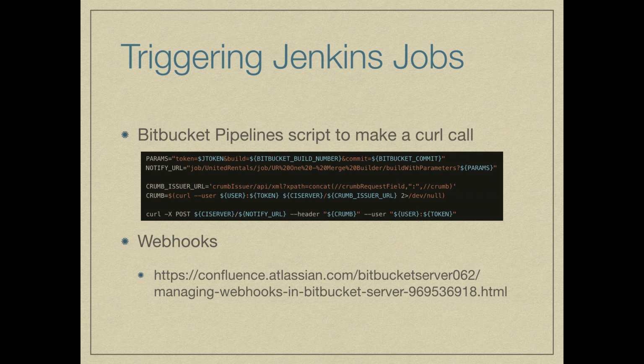So this gets us basically a token back for this first call, versus crumb equals. And then after that, we load that information into the header and call the server and the path right there to tell it to build it. As you can see with this path, we have a job group called United Rentals, and the job itself is the merge builder. And then we tell it to build with parameters. There is just a build, and then there's a build with parameters.